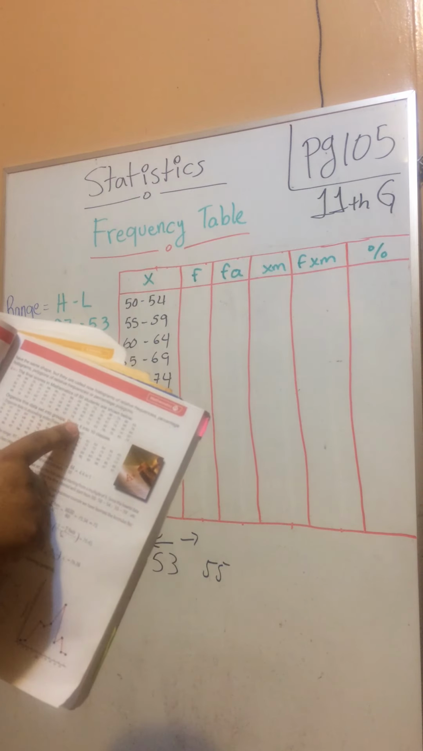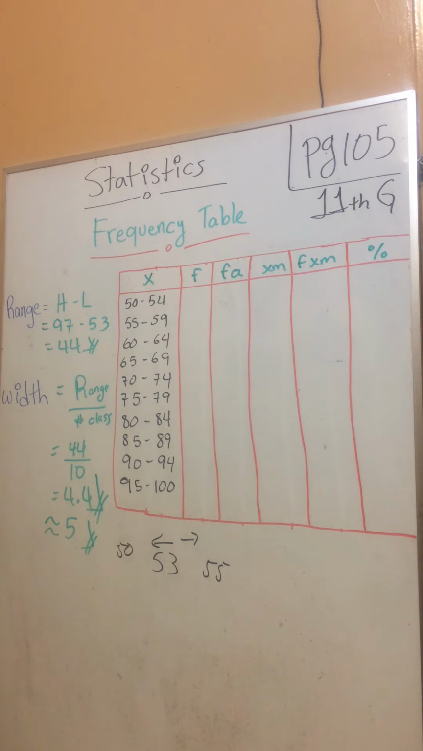Okay, so we calculate the range divided by the number of classes, which is 44 divided by 10. We have 4.4, but we need to use our whole number. Okay, because we don't have decimals in the information. Okay, so let's round up to 5 so that we can use round numbers. Okay, and the reason that we start with 50 is because if the lowest number is 53, we need to start at the closest multiple of 5, okay, left of the lowest number.